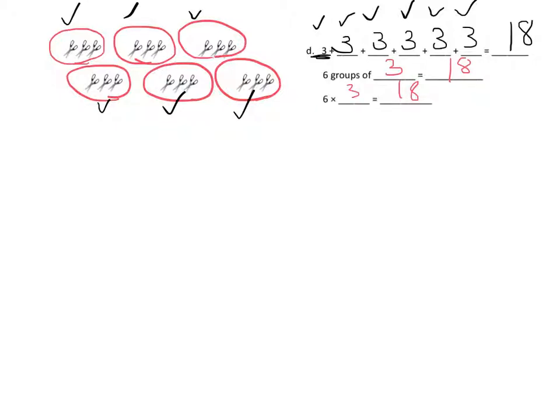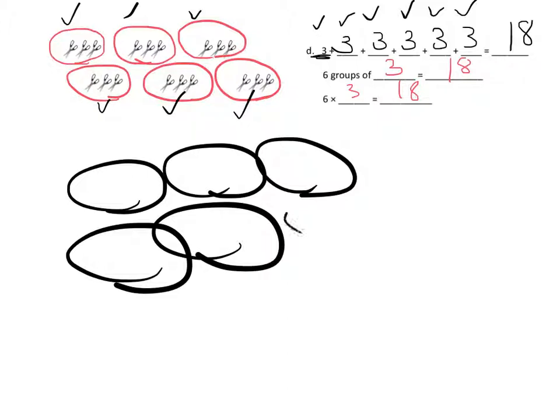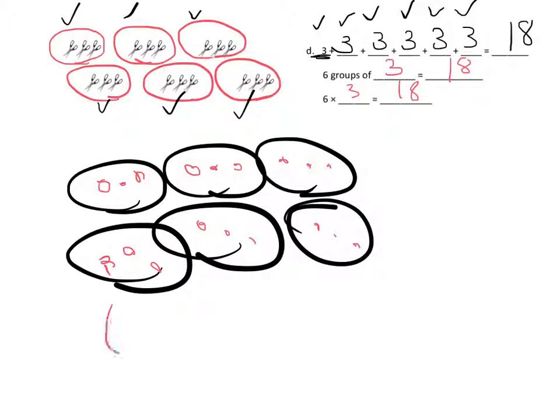Now, here's the big deal. So in the United States, when we see these 6 groups, 1, 2, 3, 4, 5, 6, and then we say, okay, and there's 3 inside, 1, 2, 3, 1, 2, 3, 1, 2, 3, it's customary to say, hey, 6 groups of 3.